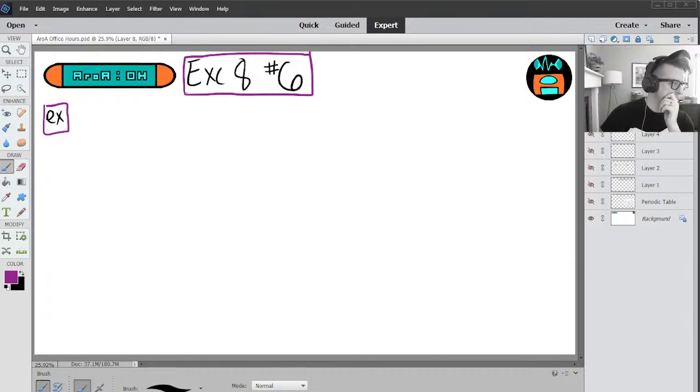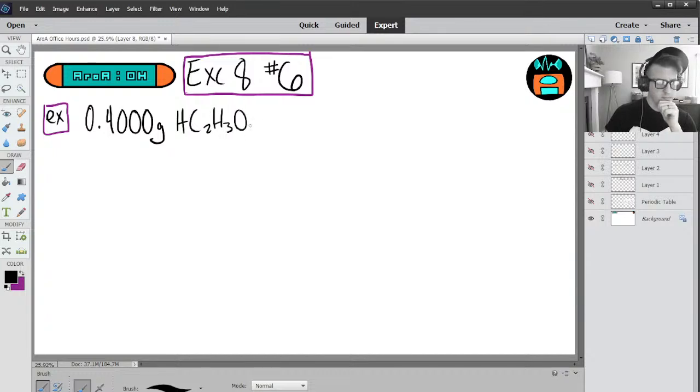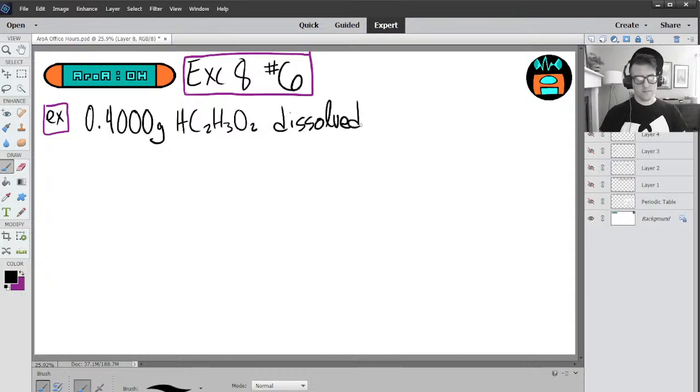Okay, so I'm going to do 0.4000 grams of acetic acid dissolved in, I'm going to do 350 grams of benzene.